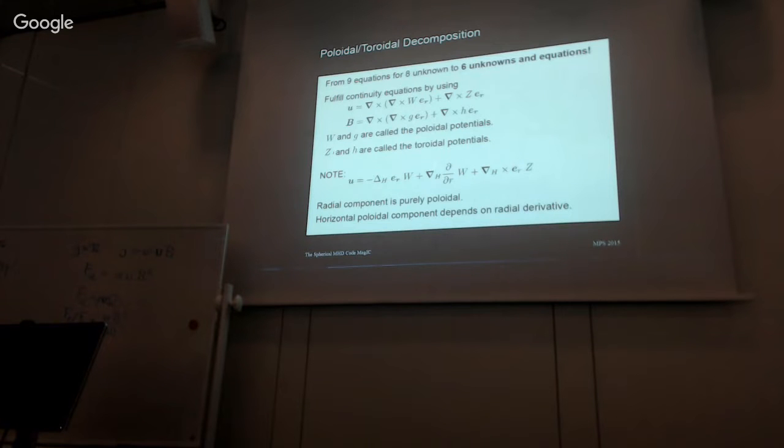8 unknowns. These are the 3 components of velocity, 3 components of magnetic field. We have temperature, and we have pressure. So the next step is that we reduce this to 6 unknowns and 6 equations.